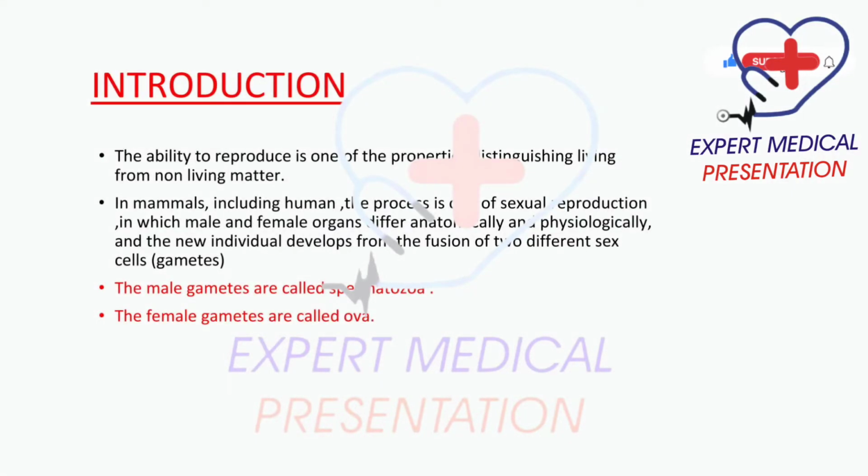Introduction. The ability to reproduce is one of the properties distinguishing living from non-living matter. In mammals, including humans, the process is one of sexual reproduction, in which male and female organs differ anatomically and physiologically, and the new individual develops from the fusion of two different sex cells, gametes. The male gametes are called spermatozoa. The female gametes are called ova.